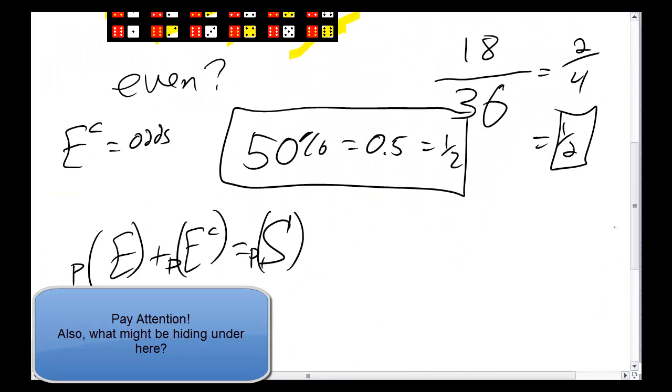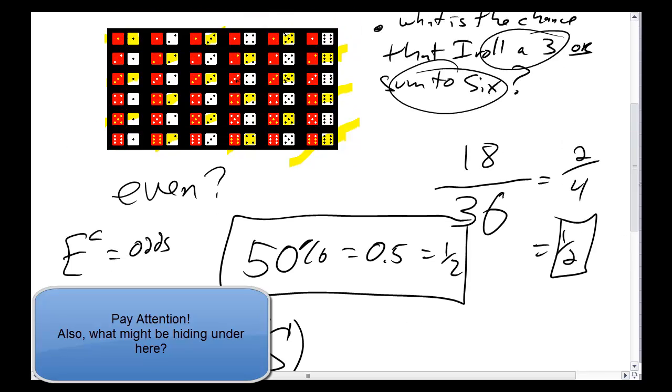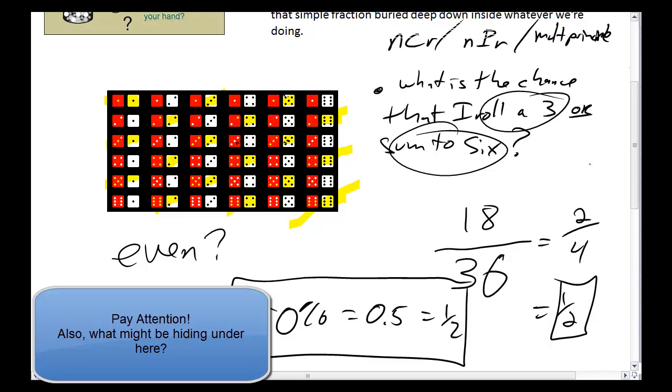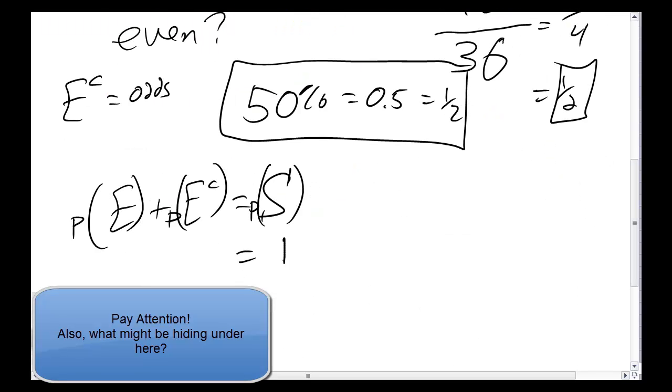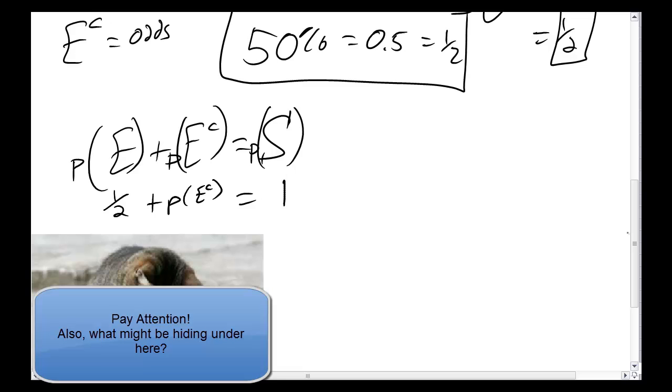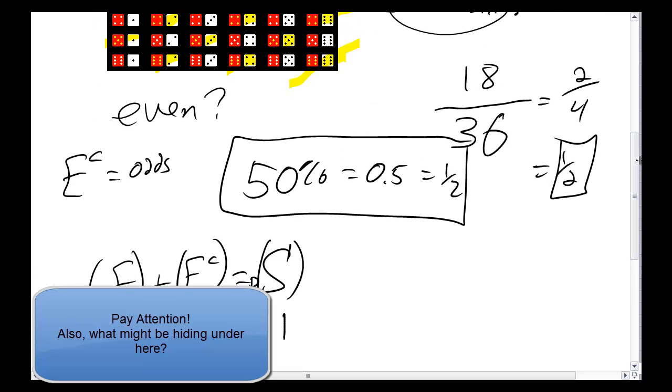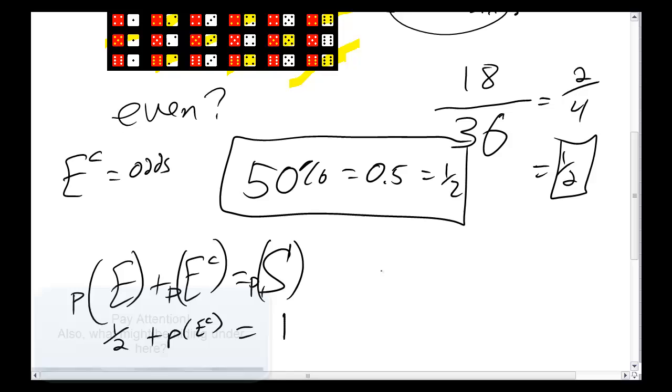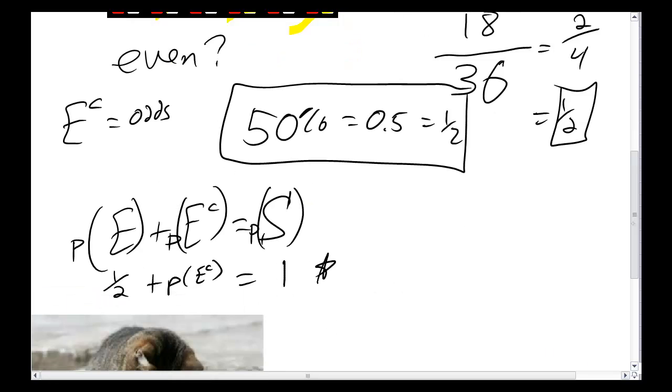So if capital E is even and E complement is odd, you either get to be even or odd in rolling these dice and doing these sums. So the probability of getting some sort of outcome, if I'm rolling dice, is going to be 1, which is 100%. We've just figured out the probability of getting an even is 1/2. So if I'm trying to figure out what the probability of E complement has to be, well, we know what that's going to be. It's going to be 1/2 as well. So you've got this formula that can let you figure out what's going on.